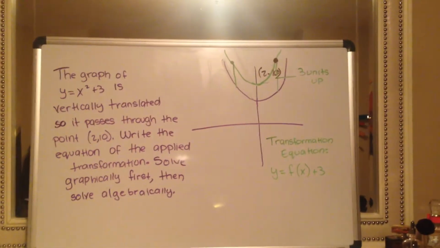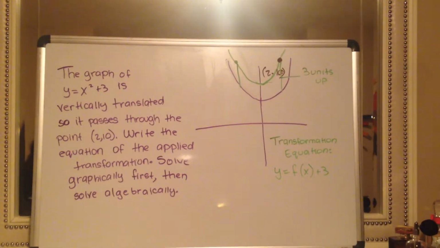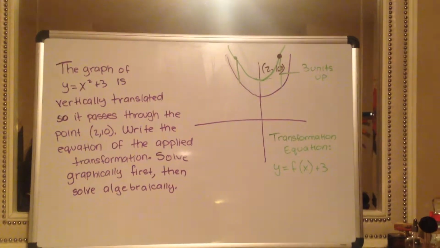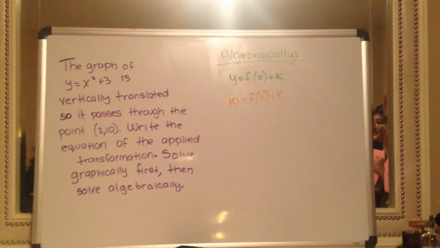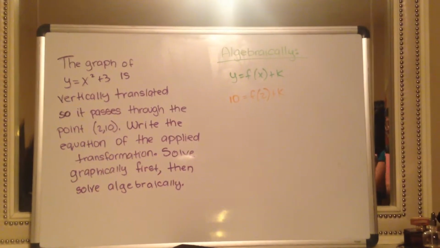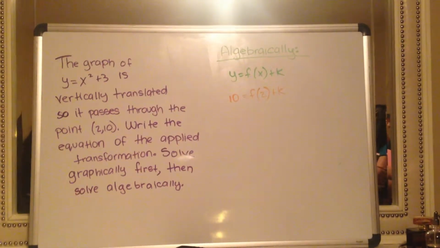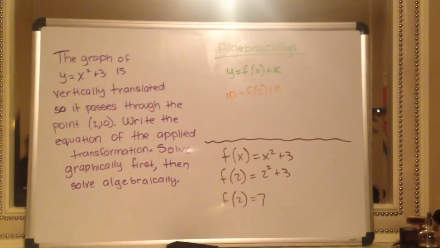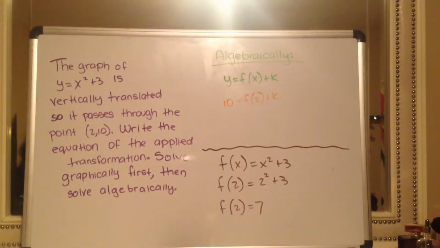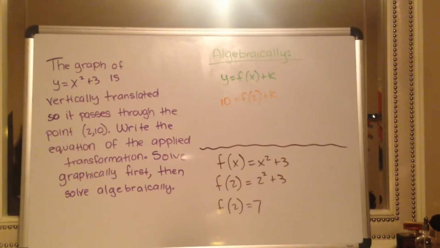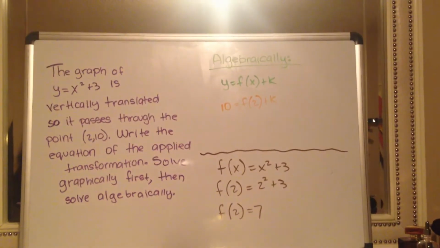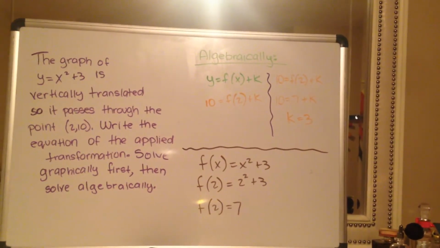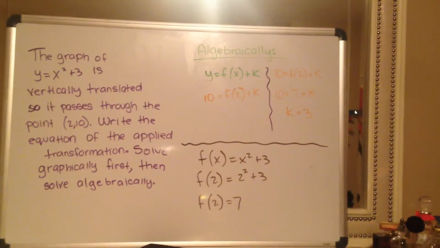As we can see, the second point is translated 3 units up, so the transformation equation becomes y equals f of x plus 3. The point 2, 10 exists on the transformed graph. Plug in 2 for x and 10 for y. We need to evaluate f of 2 before we can continue with our algebraic solution. Use 2 as the input for the original function f of x equals x squared plus 3. Replace f of 2 with 7. Now solve for k. Subtract 7 from both sides of the equation to get k equals 3.